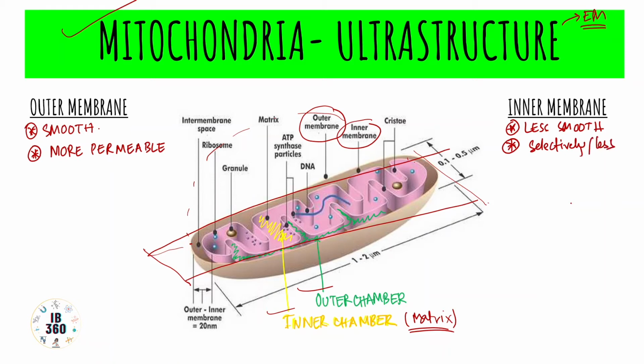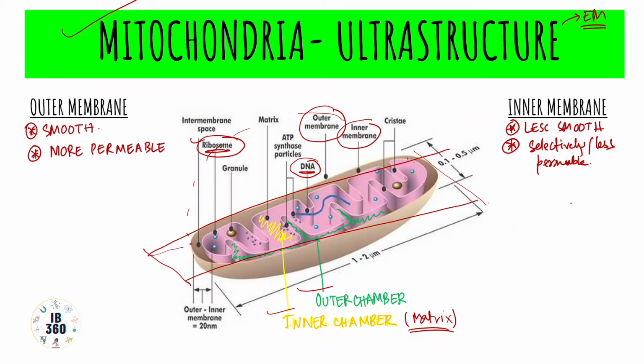Then you see there are ribosomes in the inner chamber, and DNA. The presence of these elements supports the fact that mitochondria show autonomy. It has its own ribosomes which are usually 70S types or sometimes 55S types. It has its own DNA which is circular and naked, and also it has RNAs which are produced by its own DNA.